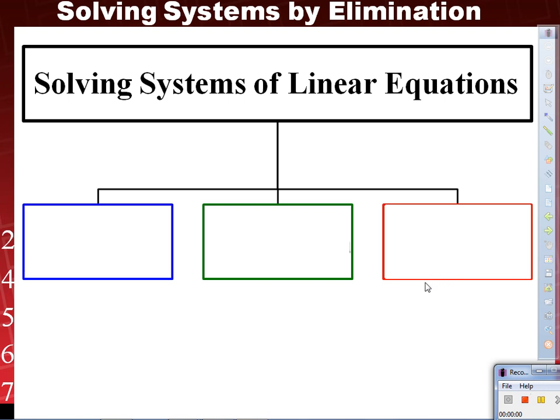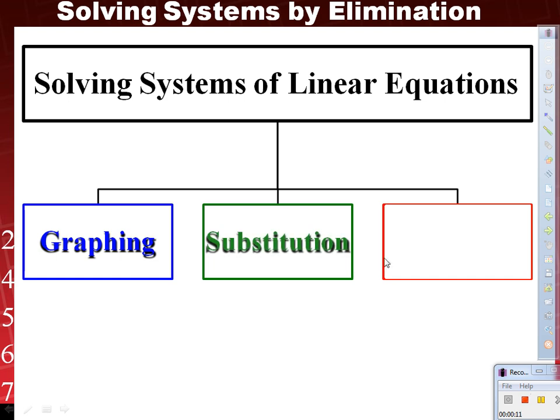Just to recap of where we've been. Systems of equations. Which methods have we covered to solve systems of linear equations? Graphing, substitution, and elimination, or combination, or addition.